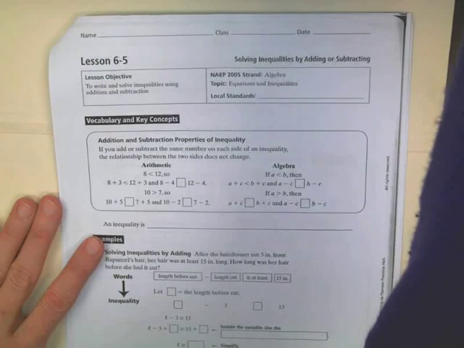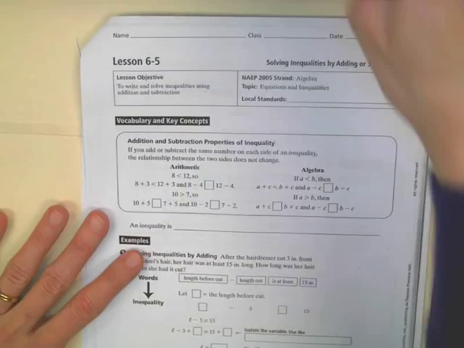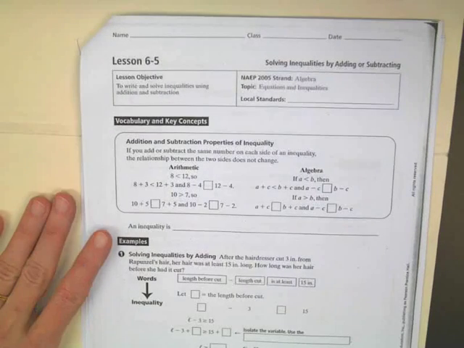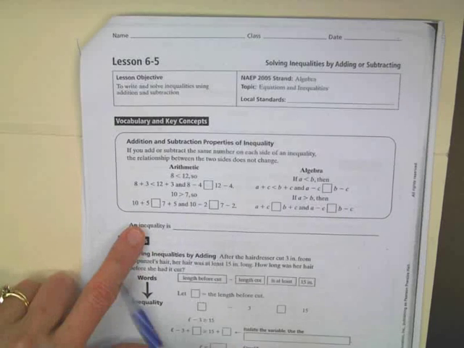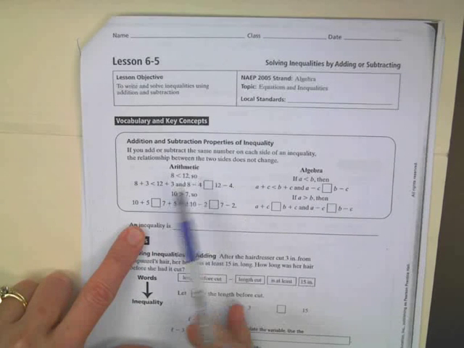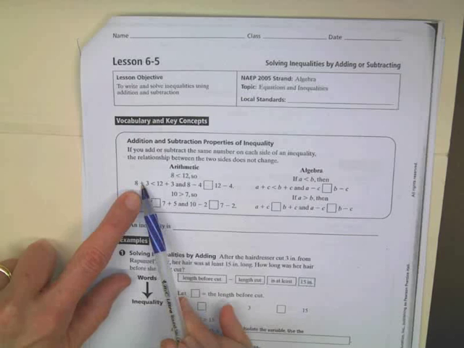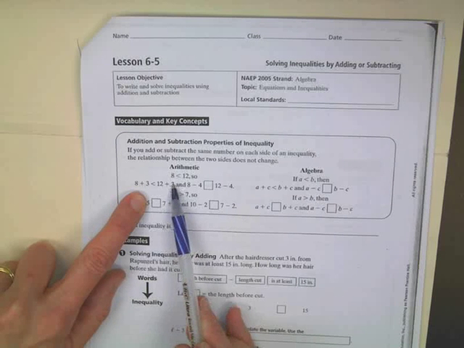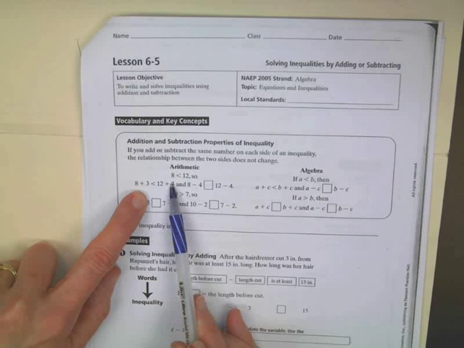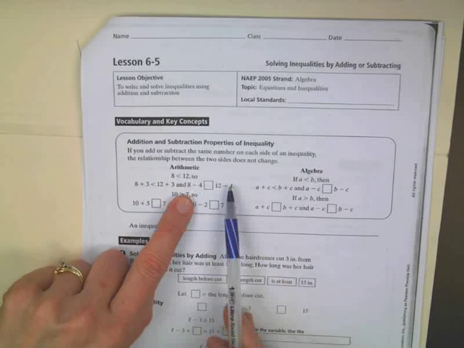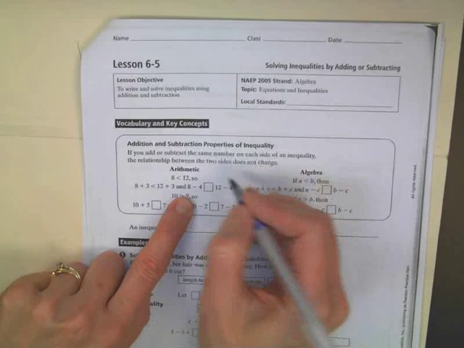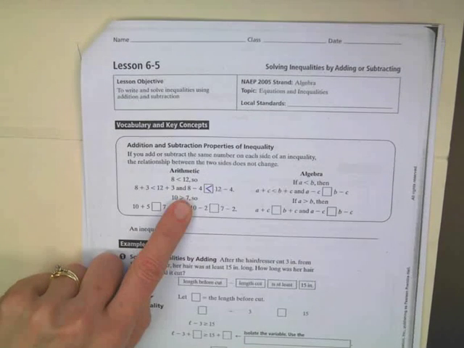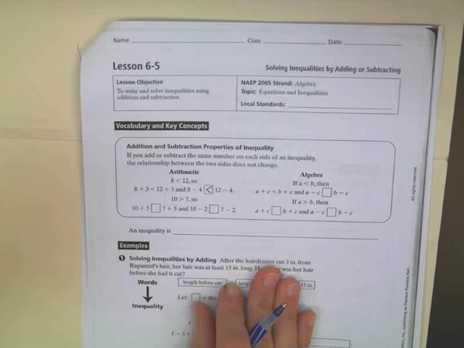Let me make that a little bit larger so it's maybe easier to see for you. All right, so arithmetically we could say 8 is less than 12. So if I say 8 plus 3, I can still say that 8 plus 3 is less than 12 plus 3. So I've added the same amount to each side, and I have not changed the truth of the inequality. Similarly, I could subtract 4 from each side, and 8 minus 4 is going to be less than 12 minus 4, because 4 is less than 8.